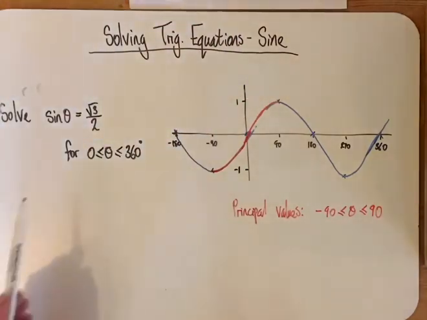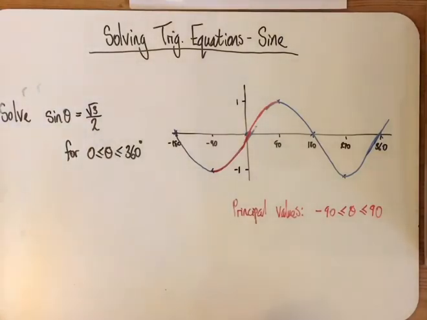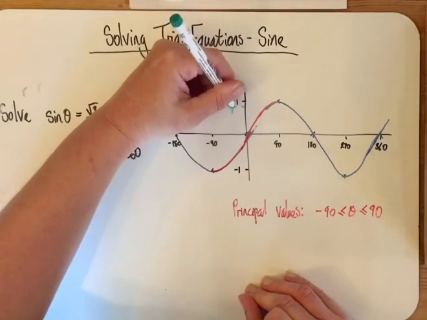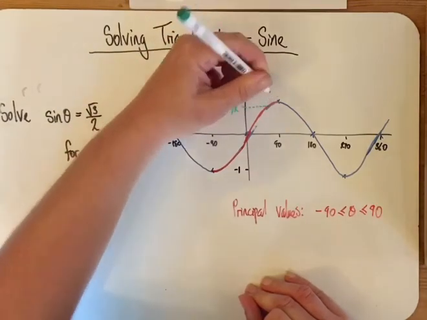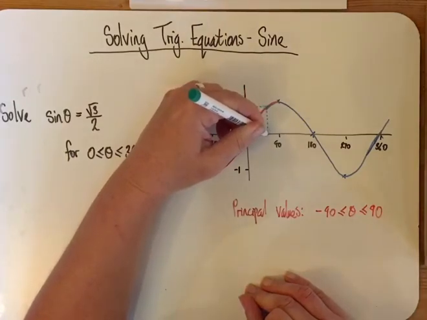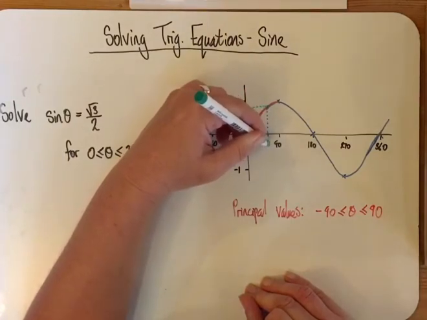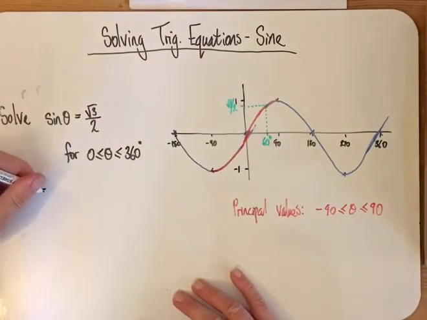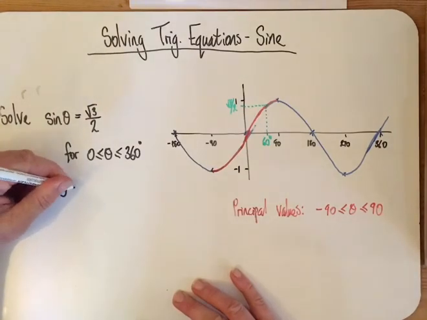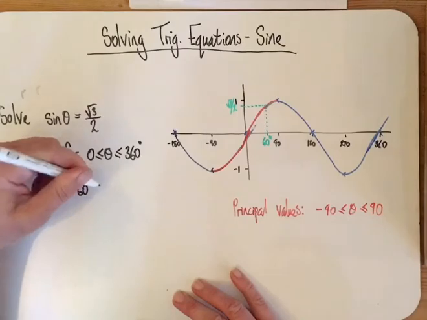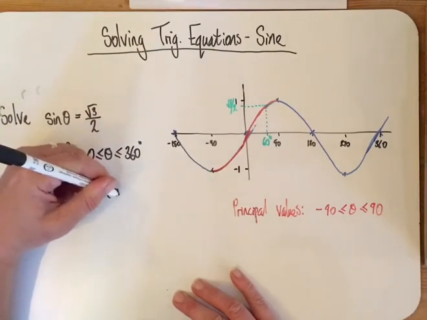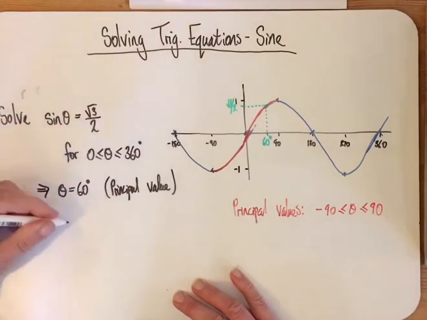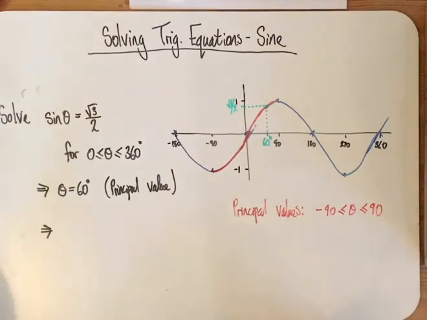So for this one, if you do shift sine root 3 over 2, so root 3 over 2 is up here somewhere, across to the curve and down, your calculator will give you the value of 60 degrees, which is the principal value. And then you look on the graph and see if there's any other values between 0 and 360.